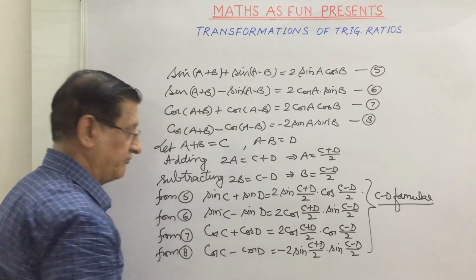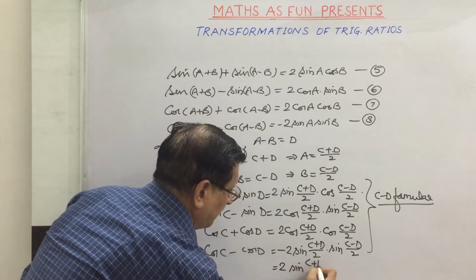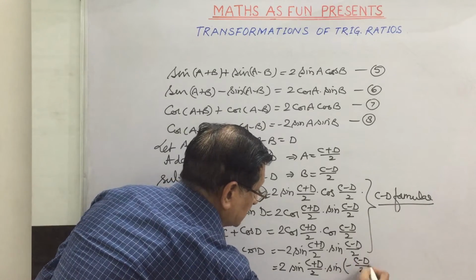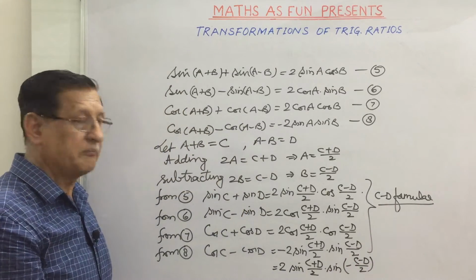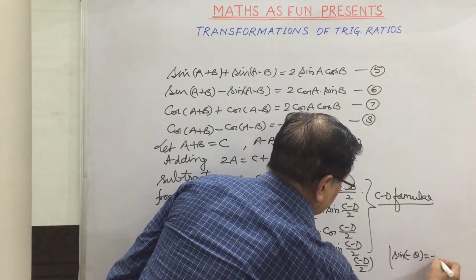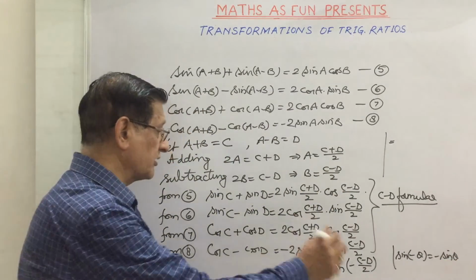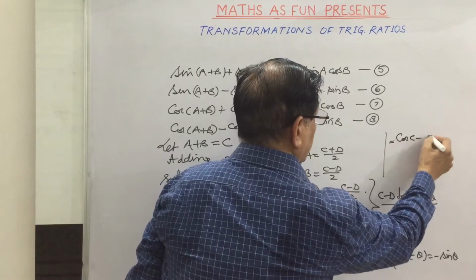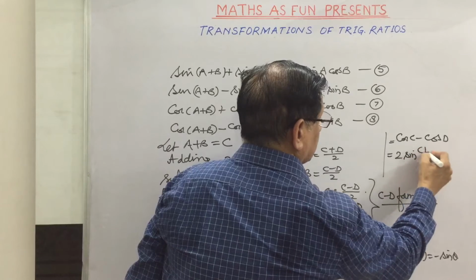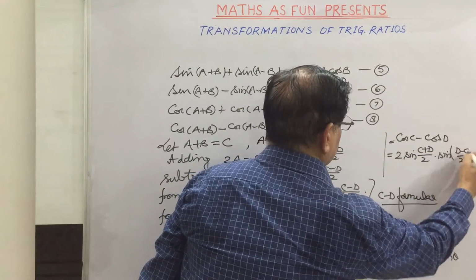Here we got negative. Can we write this negative as 2 sine of (C plus D) by 2 into sine of minus (C minus D) by 2? Because we know that sine of minus theta is equal to minus sine theta. It means we can write this as cos C minus cos D equal to 2 sine of (C plus D) by 2 into sine of (D minus C) by 2.